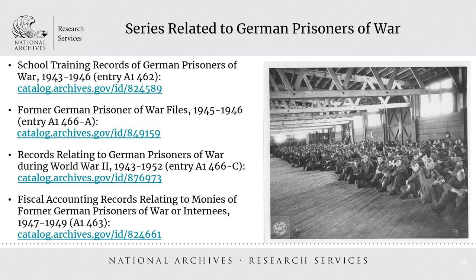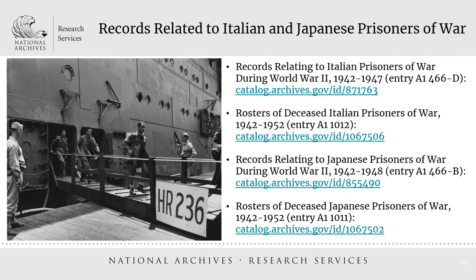So I suggest that you carefully review catalog descriptions to learn as much as possible about any records of interest before planning your research visit to view the records at Archives 2. Similarly, here are a few examples of records related specifically to Italian or Japanese prisoners. And again, these records are not exhaustive, but depending on your particular research interests, they may provide some helpful information. There are also several series related specifically to Italian service units in Record Group 389.